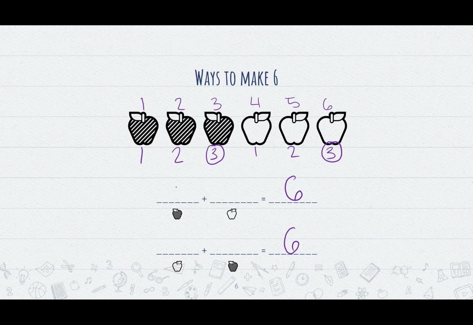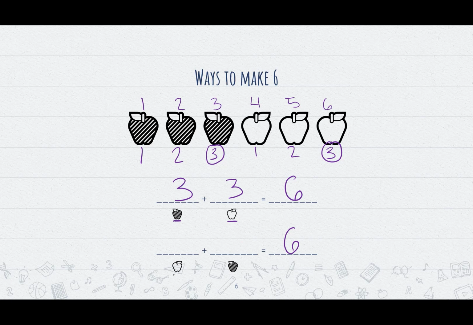So now I can fill in my addition sentences. So let's see. I need my number of striped apples and my number of plain apples. So I have 3 striped apples plus 3 plain apples equals 6 apples total.